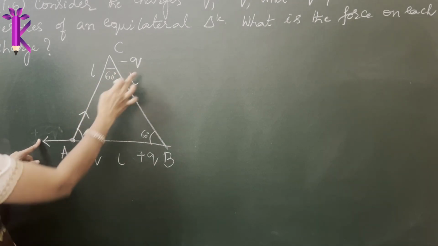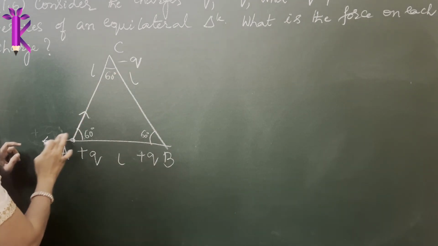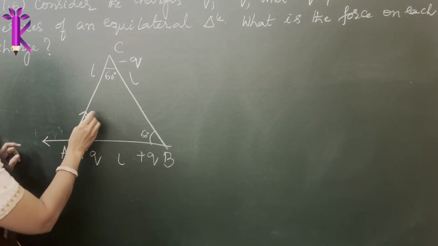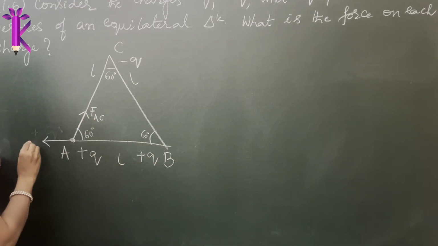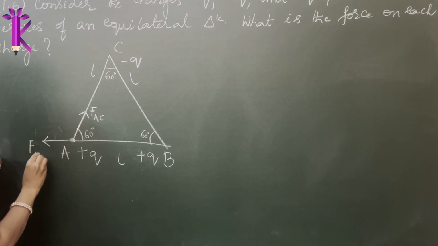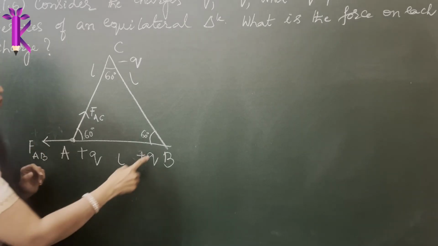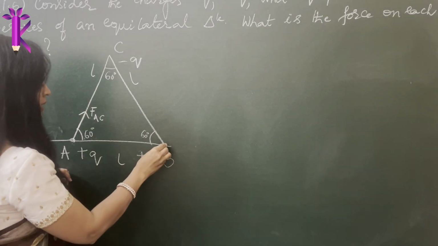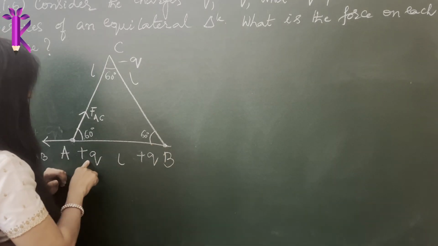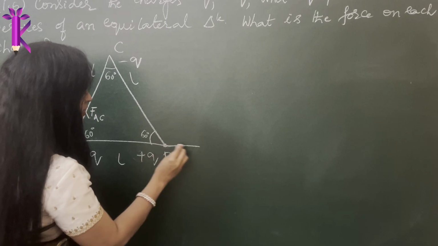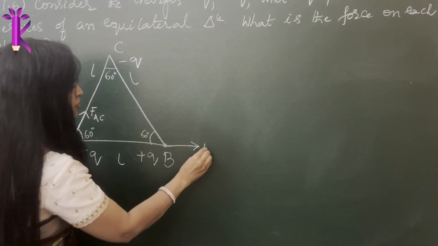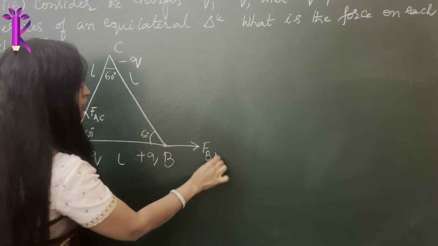Now they're all of equal magnitude, plus Q, minus Q, right? So the lengths should be almost equal. So this is the force on A due to C. This is the force on A due to B. Now what will be the force on charge B due to A? Plus and plus, both are positive charges. It will experience repulsion just like A did. So this is the force on B due to the charge A.